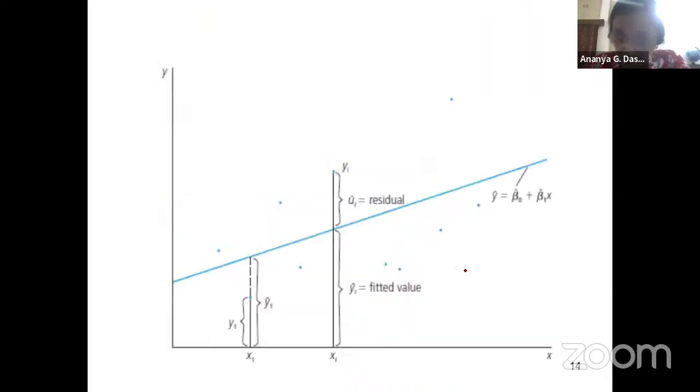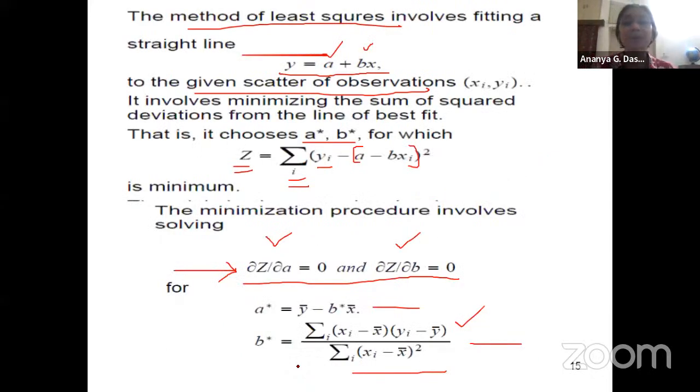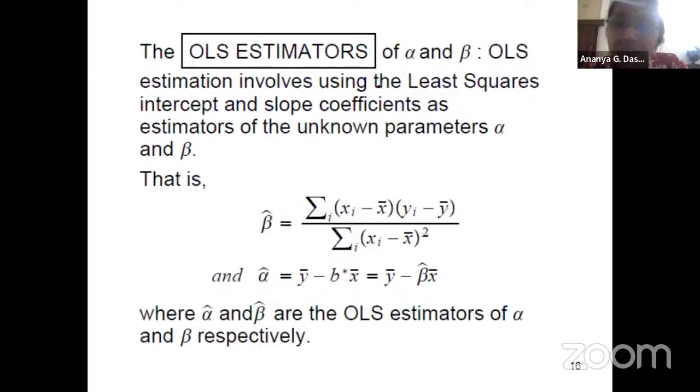Minimizing what? Again, to repeat, minimizing the sum of all these squared deviations from the line of best fit. So this is my y, and this is the point which is on the line, which is called my y hat, and these are my residuals. So the residuals are simply the difference between the y's and the y hats. So we'll just see this with an example. But before that, let me just take you through the OLS estimators, alpha and beta.